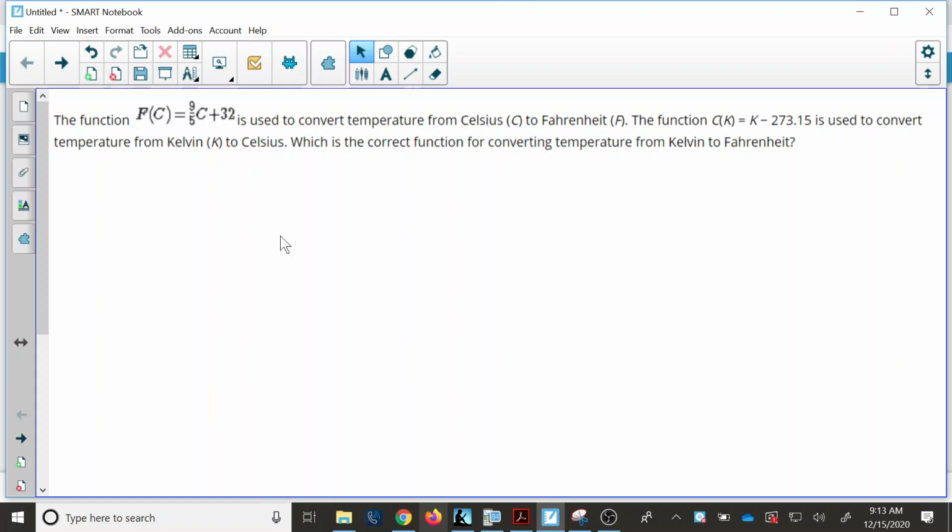In this video, I would like to explain some questions from the mastery test on modeling functions. The first question is about composite functions. It says the function f of c equals 9 over 5c plus 32 is used to convert temperature from Celsius to Fahrenheit. The function c of k equals k minus 273.15 is used to convert temperature from Kelvin to Celsius. Which is the correct function for converting temperature from Kelvin to Fahrenheit?